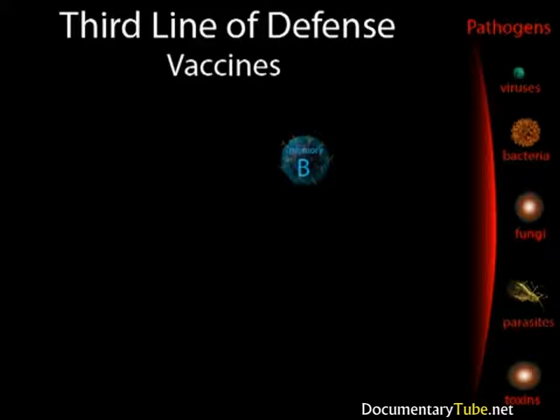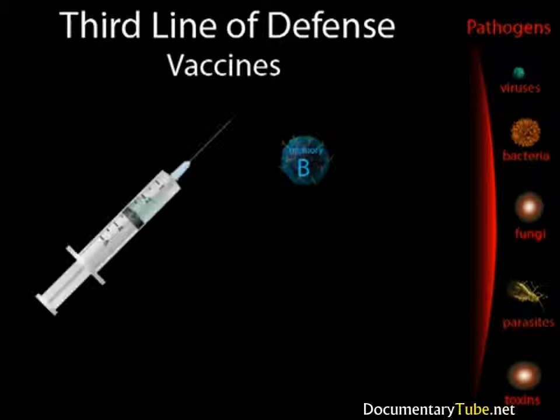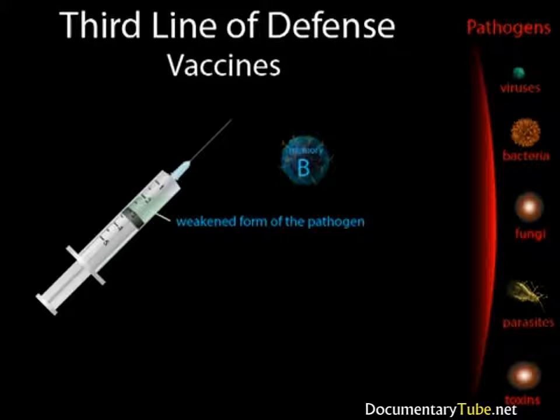Memory B cells are the means by which vaccinations provide immunity to certain pathogens. There are two basic types of vaccines. The first type contains a weakened form of the pathogen itself. Since the pathogen is weakened, your body's immune system will destroy it before it can overtake your body. Thus, even though the vaccine actually contains a disease-causing pathogen, the vaccine is safe because the pathogen is so weak that your immune system will destroy it.